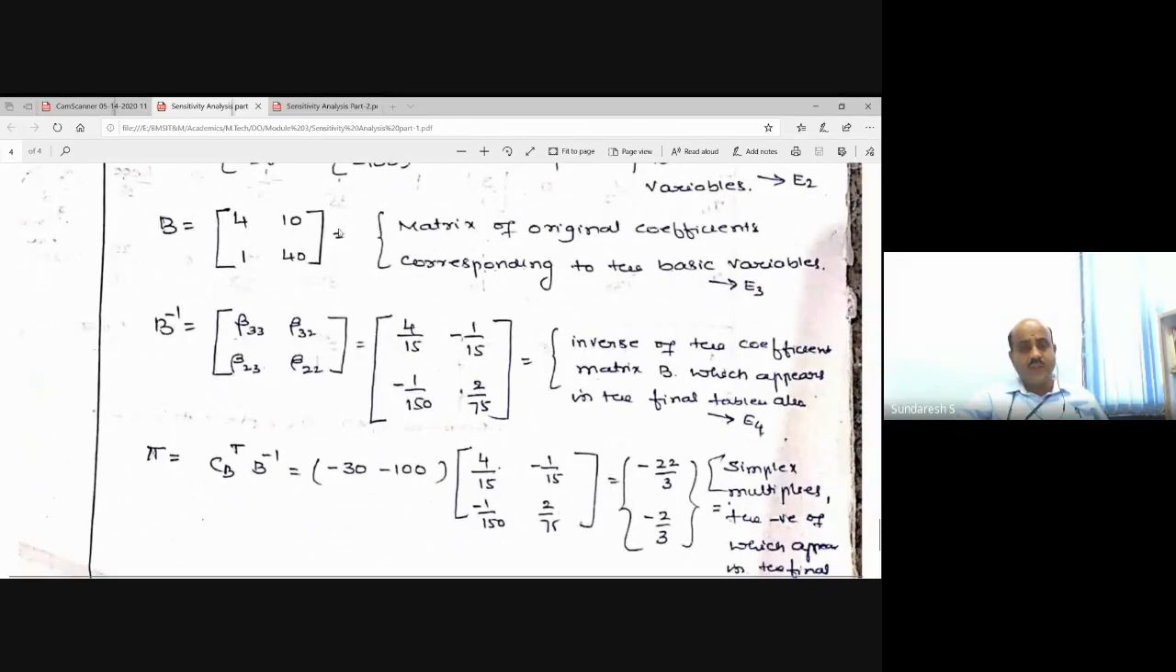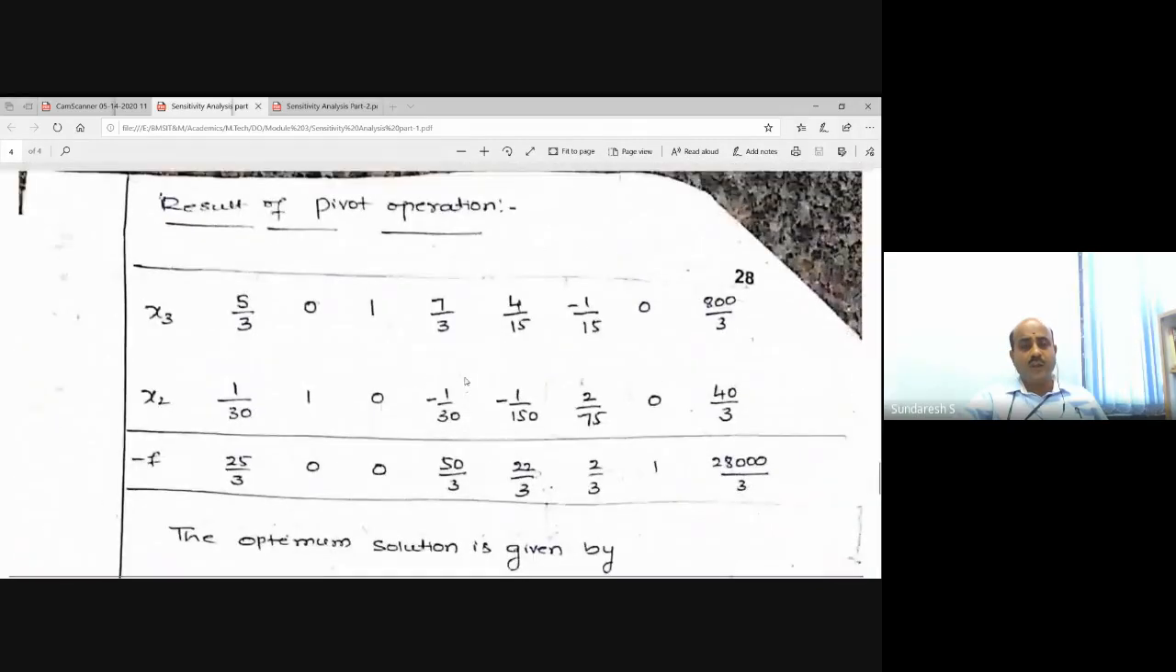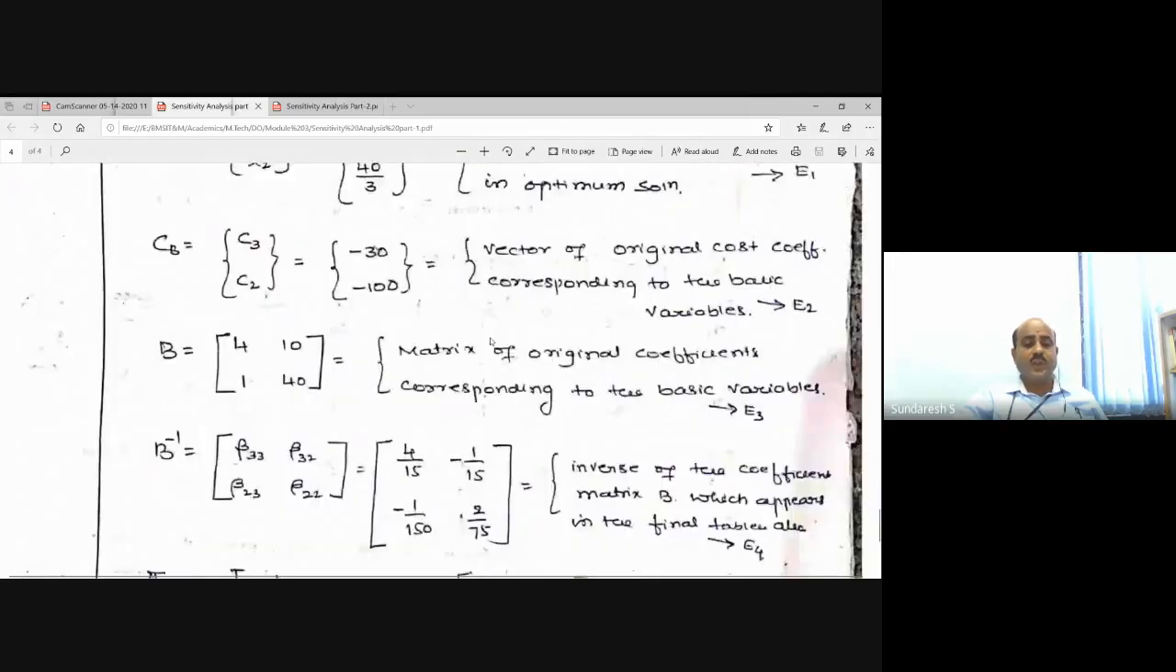Next comes B inverse. We have to find the inverse of this matrix. The inverse will be 4 by 15, minus 1 by 15, minus 1 by 50, 2 by 75. You have to compute the inverse of the matrix. I think you can see this in the final table also: 4 by 15, minus 1 by 15, minus 1 by 50, 2 by 75. This is the inverse of the matrix, and these values you are going to find.